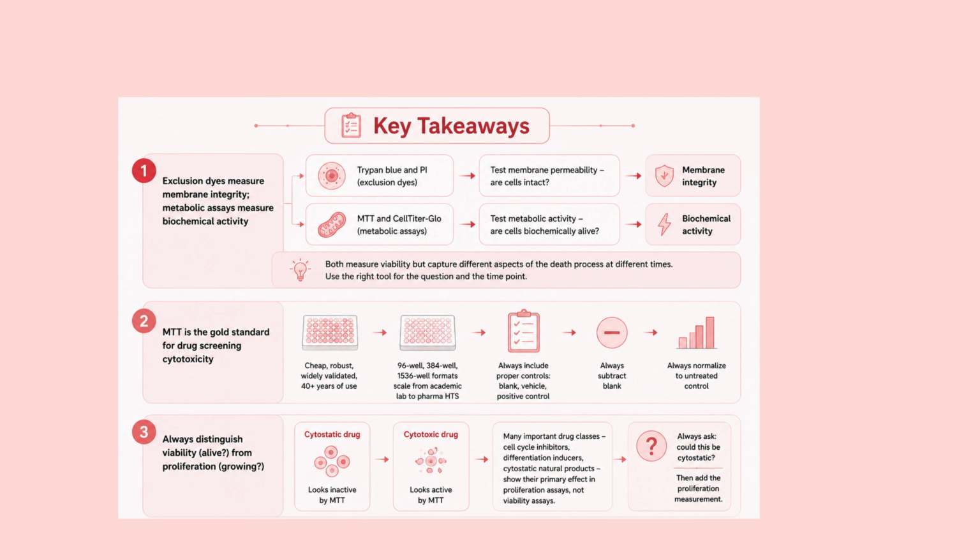3. Always distinguish viability, alive, from proliferation, growing. A cytostatic drug looks inactive by MTT. A cytotoxic drug looks active. Many important drug classes, cell cycle inhibitors, differentiation inducers, cytostatic natural products, show their primary effect in proliferation assays, not viability assays. Always ask, could this be cytostatic? Then add the proliferation measurement.